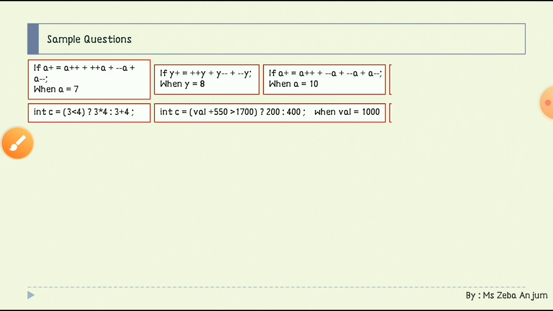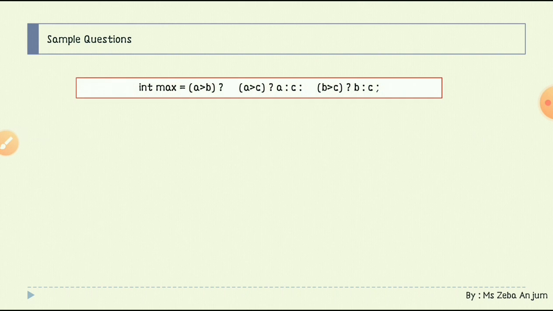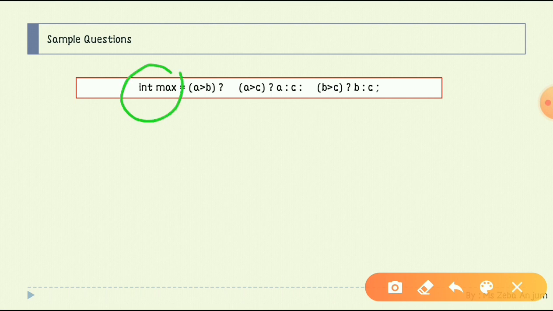Now let us move to the next one. Next sample question we are going to see this kind of operator we are having. In the previous video we have learned about your nested ternary operator. This question is for the same purpose. Now let us try to split this thing out. This is your variable int max. This is your major condition. Yes, major condition is this one.